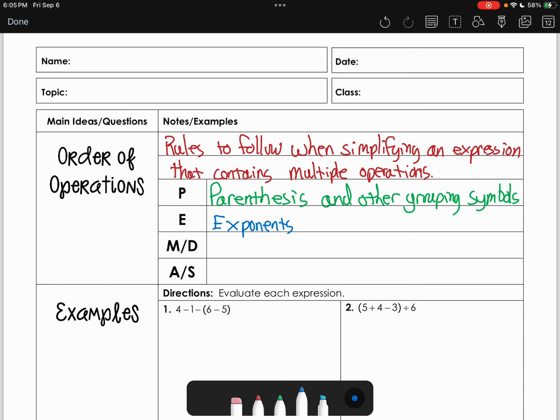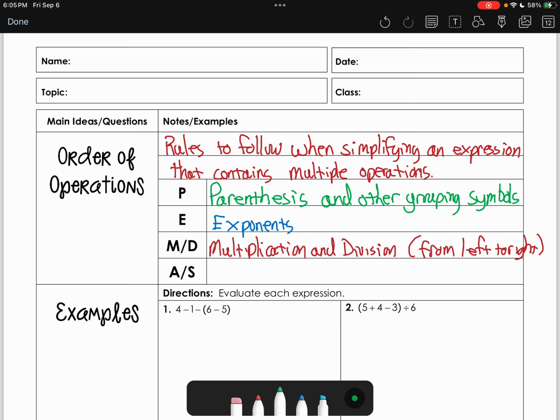So the first thing we look for when solving multi-step problems is parentheses. Then we look for exponents. And then we're going to look for multiplication and division from left to right, whichever comes first. You go from the left to the right, and if you run across multiplication first, do that one. You run across division first, do that one, and then continue down.